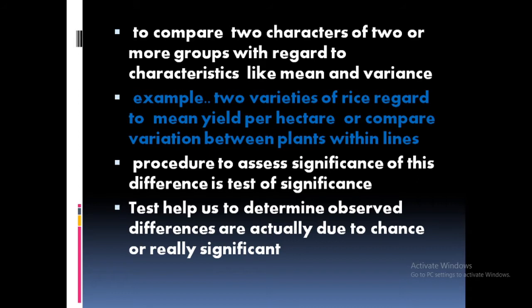Clear? Okay. Now, what is the procedure for test of significance? The first step is laying down of hypothesis. Statistical tests of hypothesis play an important role in biological, agricultural and medical sciences and also in industry. A hypothesis is established beforehand.